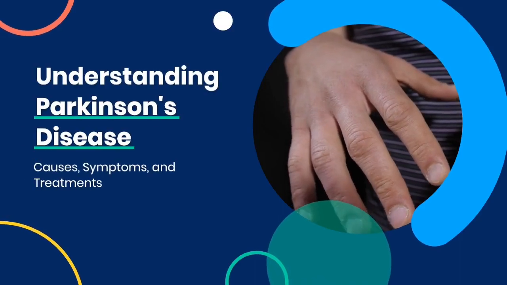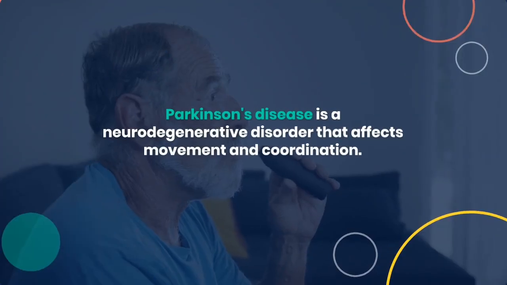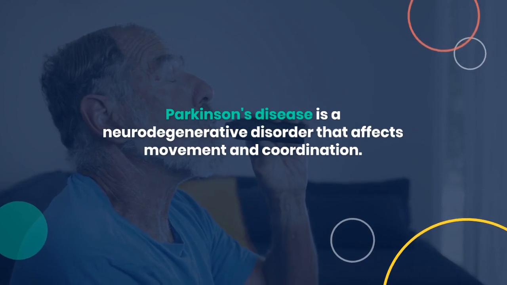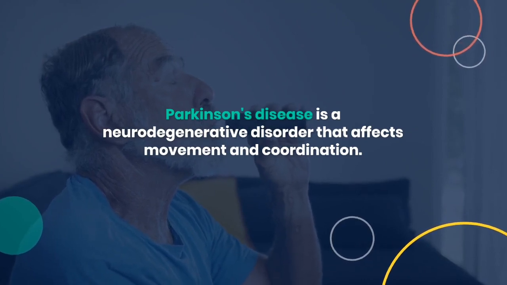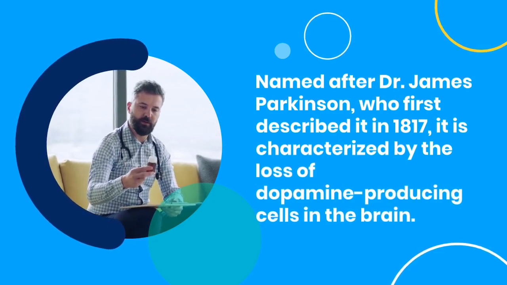Parkinson's disease is a complex neurodegenerative disorder, and its exact etiology remains unclear. However, research suggests that a combination of genetic and environmental factors contributes to the development of the disease. Here are some key factors associated with Parkinson's disease.